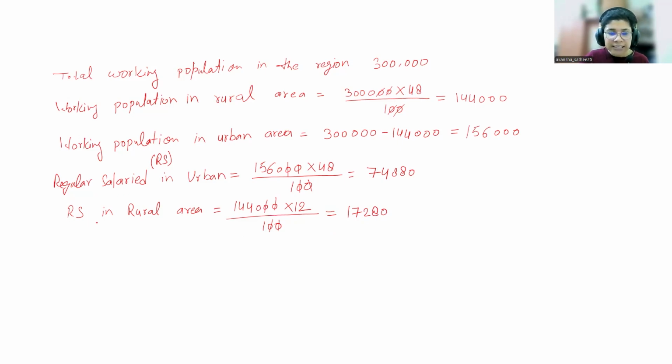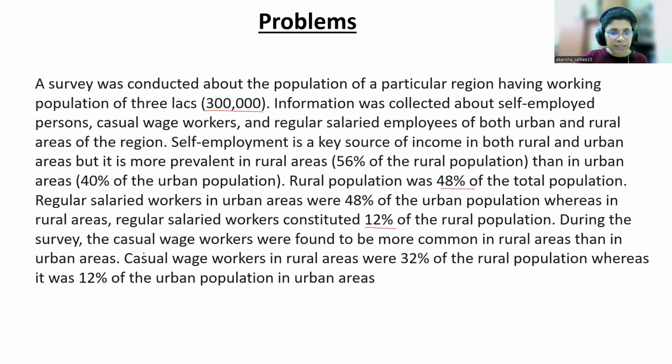So regular salary are done. Now, casual wage workers, that I'm writing as CWW. Casual wage worker in rural. What is the percentage of casual wage workers in rural area? Is 32% of the rural population, right?